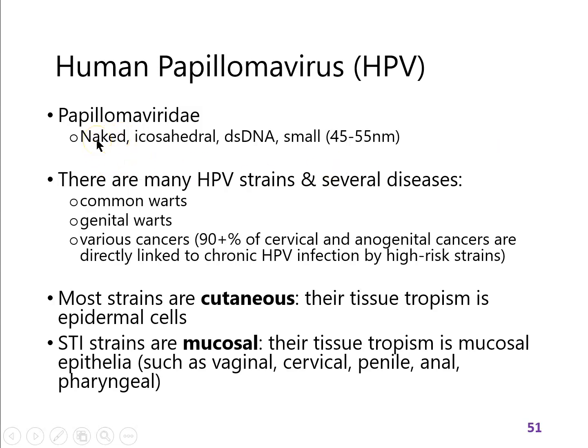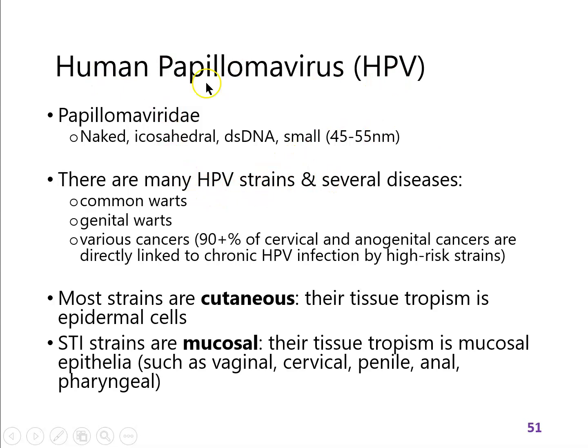Many viruses have envelopes, but these do not. And this one has a double-stranded DNA genome, and the virions are very small. So those are the things people would typically say about them. And icosahedral refers to the shape of the virion. So very small, regularly shaped, double-stranded DNA.